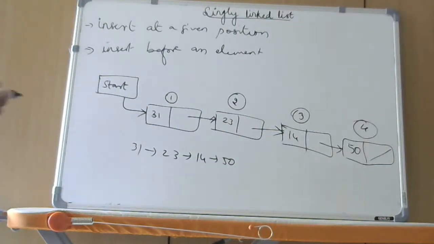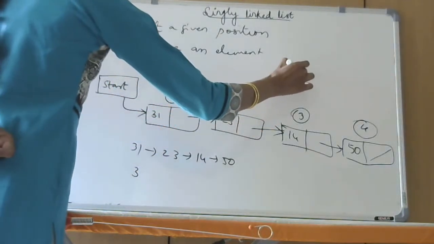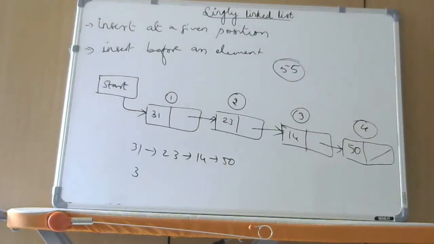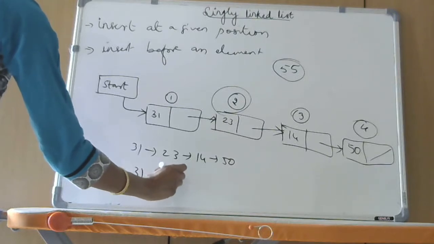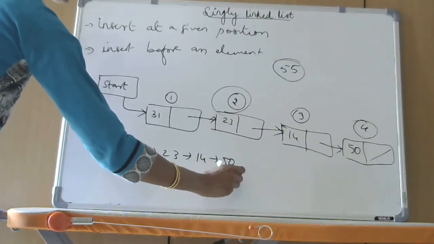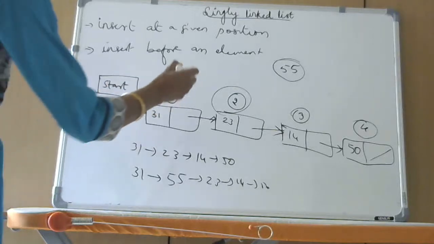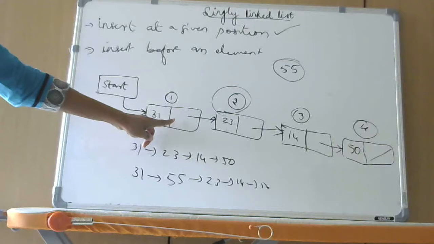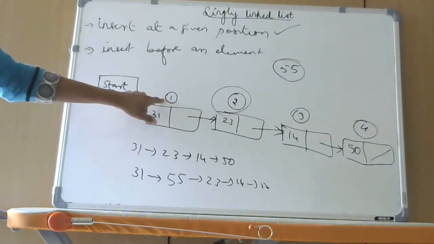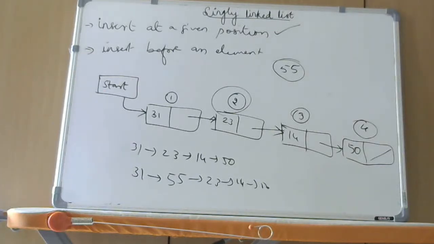So when I say the position, let us say I am saying second position. Second position I want to insert, my element is 55, let us say, assume that. So that means when I say second position I want to insert, I should have something like 31, 55, 23, 14, 50. This is how my linked list should look. That is what we mean by position when you want to insert at a given position. So if I say position is 1, it should insert before 31. Before 31 it has to display.